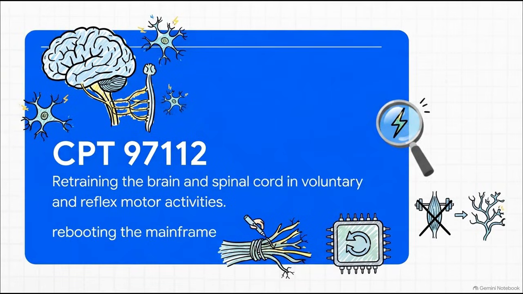All right, transitioning to Section 3, Neuromuscular Re-Education, CPT 97112. Enter CPT 97112. This code is entirely focused on retraining the brain and the spinal cord when it comes to voluntary and reflex motor activities. You see, here, you aren't just building a stronger muscle, you're actually rewiring how the nervous system talks to that muscle. It's less pumping iron and a lot more like rebooting the mainframe. And that is a massive shift in clinical intent compared to what we just talked about with 97110.